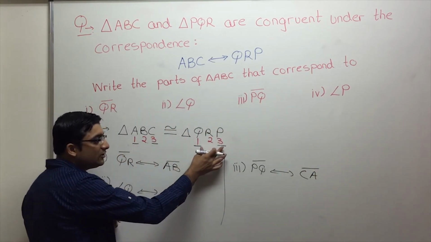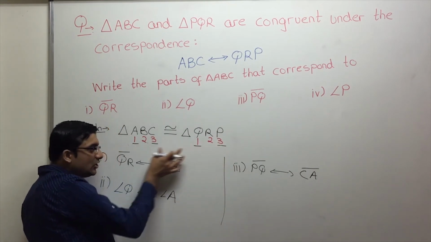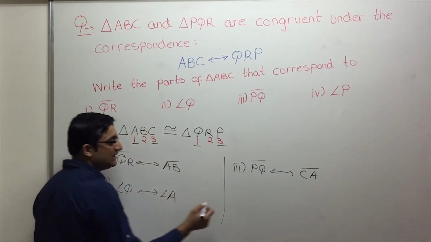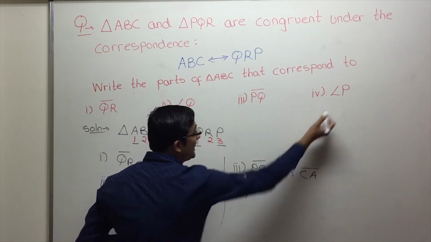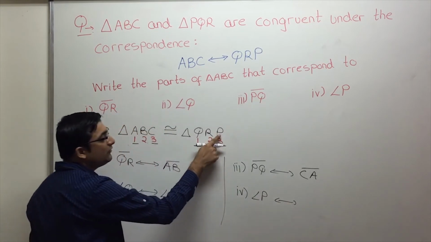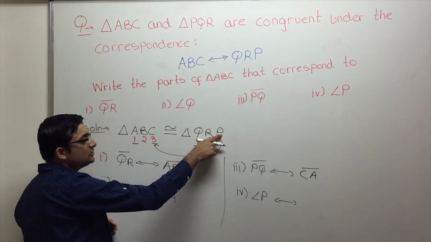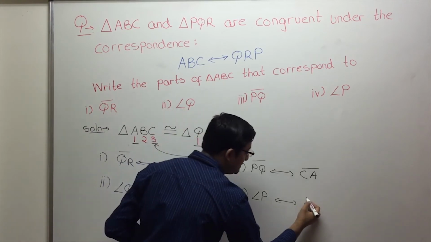Simple. Just look for this in your congruence statement. PQ is what? Third and first letter. It will correspond to the third and first letter, CA. Similarly, fourth part, angle P. Just look for P in your congruence statement. P over here is the third letter. So the third letter will correspond to the third letter. So angle P corresponds to angle C.